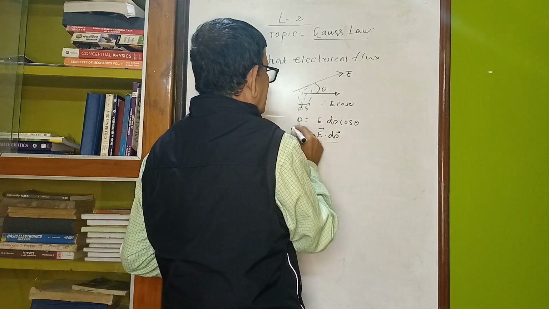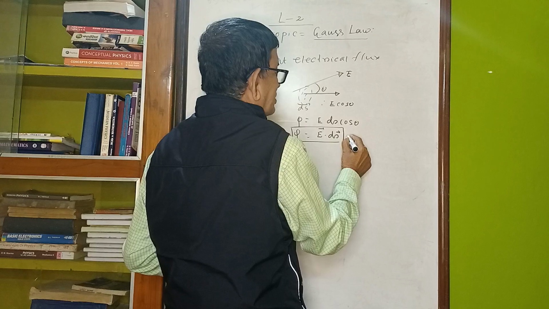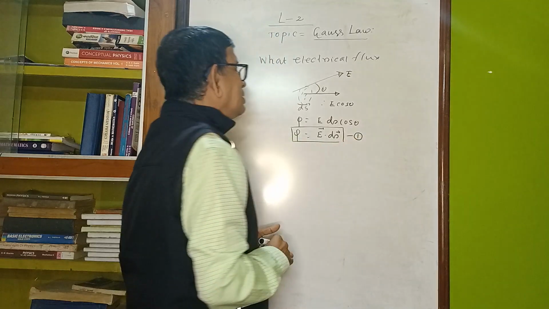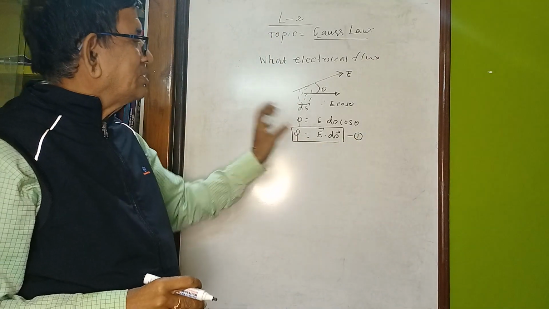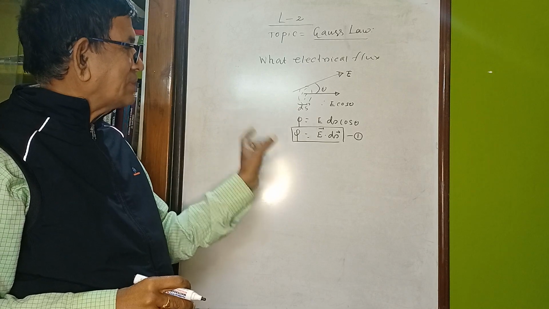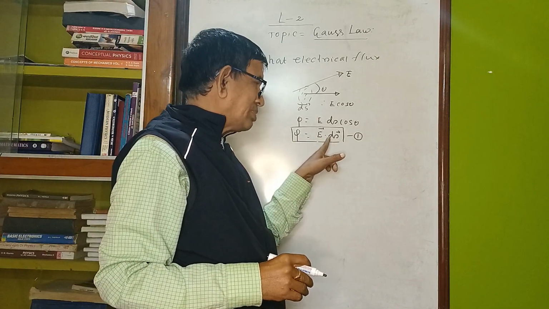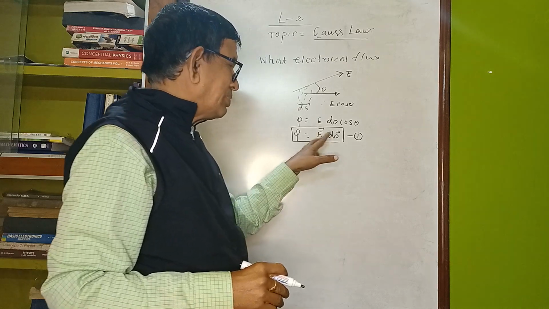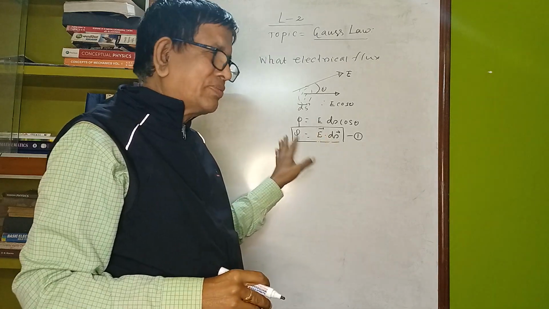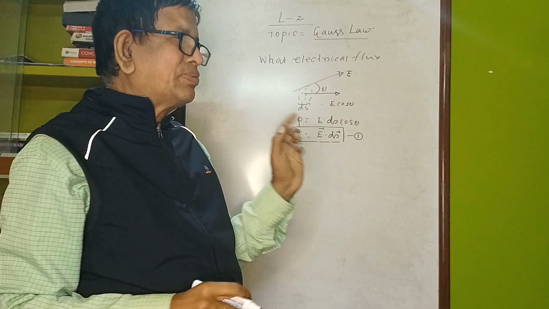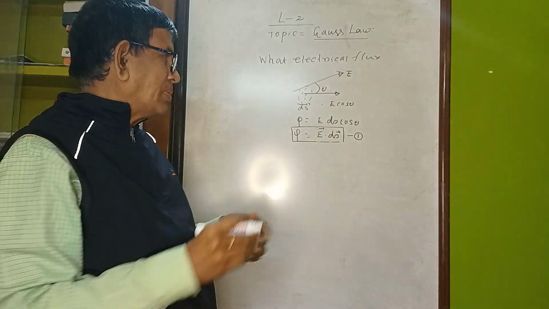So in your exam, if you are asked to determine flux using equation number 1, it is clear that if you want to calculate flux, you take the electric field as well as the area vector, given in vector form. Now if you take the dot product, we get flux. That is very important before launching Gauss's law.